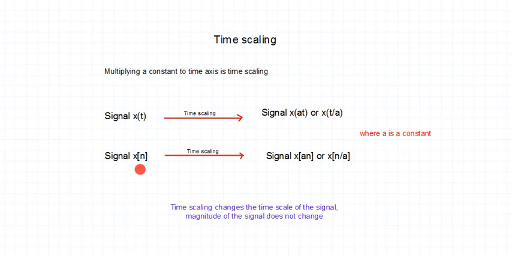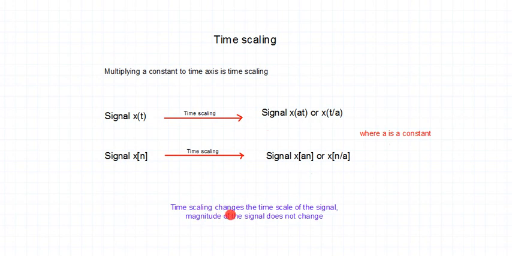Talking on similar lines with DT signals, if I consider a as my scaling factor, then x(an) or x(n/a) results in scaling of the signal. So scaling is simply done by multiplying a constant to the time axis. Whether it is a CT signal or a DT signal, multiplying the time axis by a constant a results in a time scaling operation.